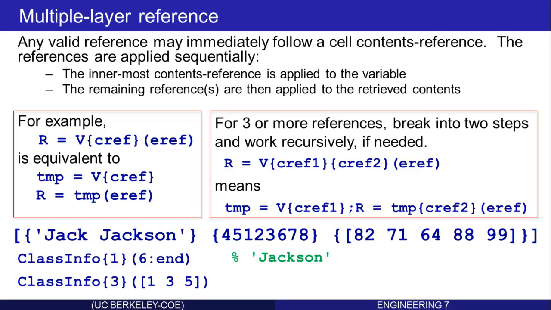Similarly, in this expression, the contents of the third cell are retrieved. That is the 1x5 scores array. And then an element reference is applied to that, asking for the first, third, and fifth scores. This, of course, gives the array 82, 64, and 99. We'll have a quiz on this to test your understanding of this material.